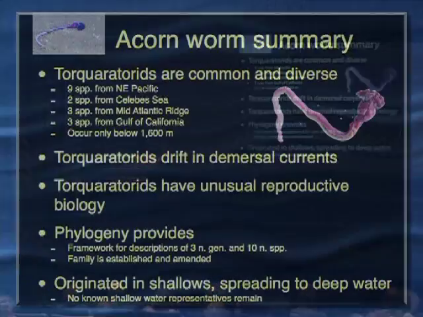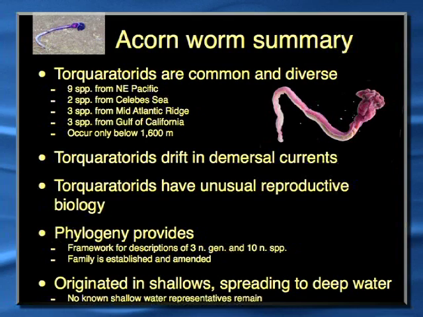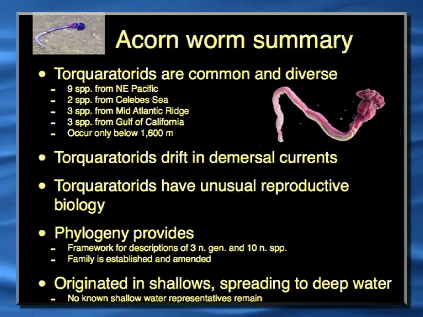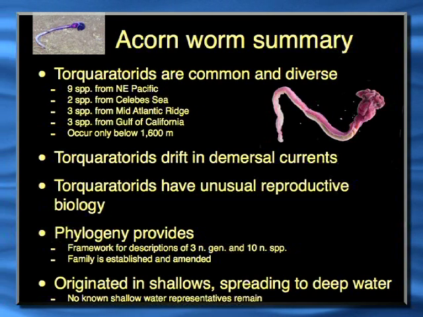So in summary, acorn worms in the deep sea are very diverse. We have 9 species from the Northeast Pacific, 2 species from the Celebes Sea, several other species from other places. They only occur below 1,600 meters. They're exclusively deep sea. They drift in demersal, or deep sea bottom, currents. They have very unusual reproductive biology. We found several different examples in different groups.